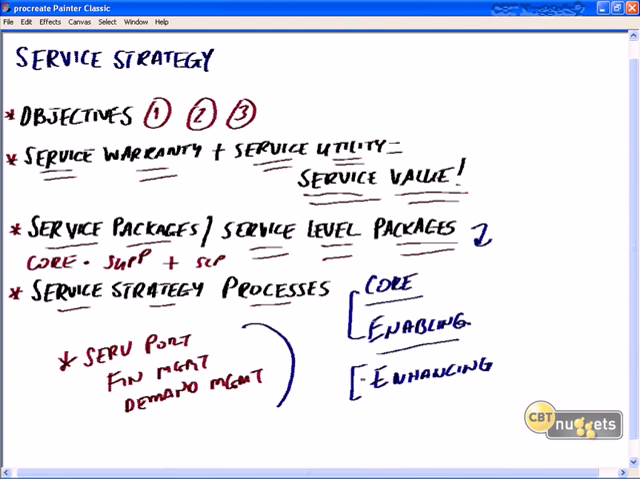So the core service would be a service that basically delivers the basic outcome that's desired by most of the customers. Our supporting services could be the enabling services, services that enable and even go further with service level and enhance the core service. You might hear those terms used interchangeably, so I wanted to get those in there before we moved on to service portfolio, financial, and demand management.